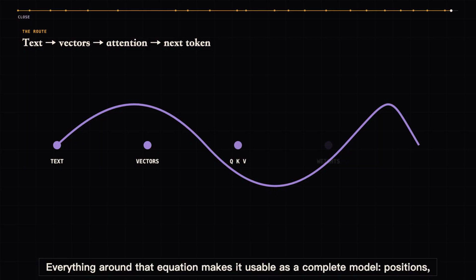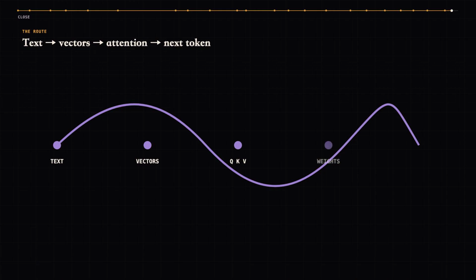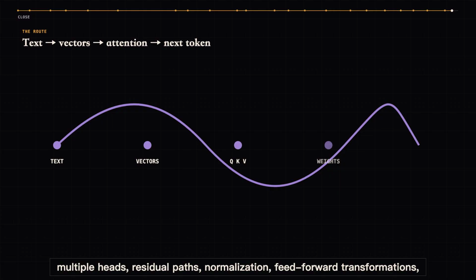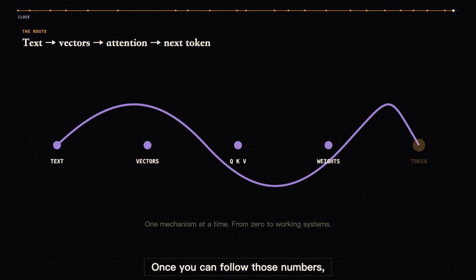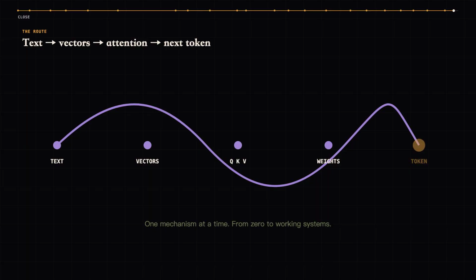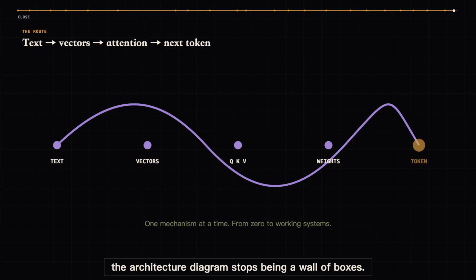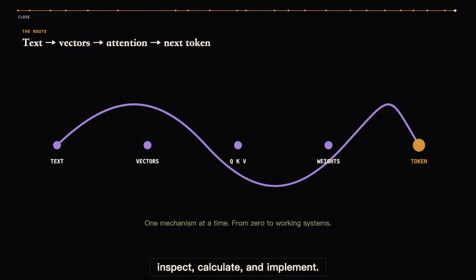Everything around that equation makes it usable as a complete model. Positions, multiple heads, residual paths, normalization, feed-forward transformations, a decoder mask, cross-attention, and a vocabulary output. Once you can follow those numbers, the architecture diagram stops being a wall of boxes. It becomes a sequence of transformations, results that you can inspect, calculate, and implement.